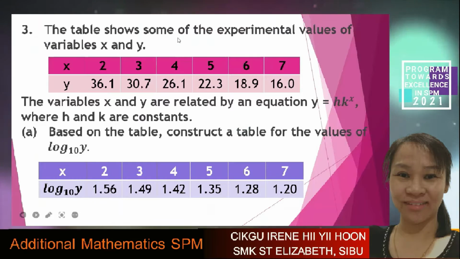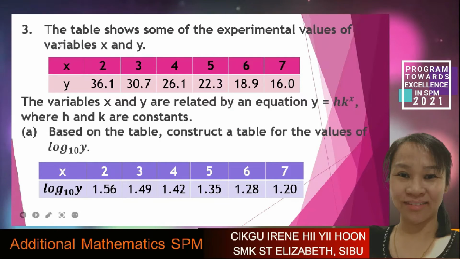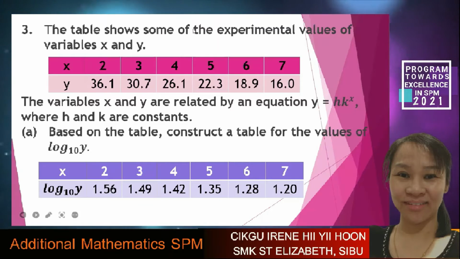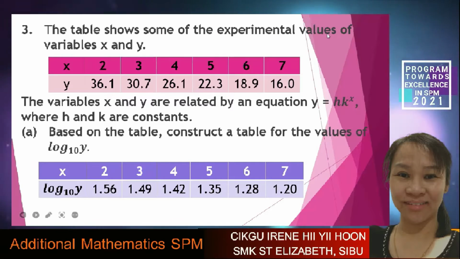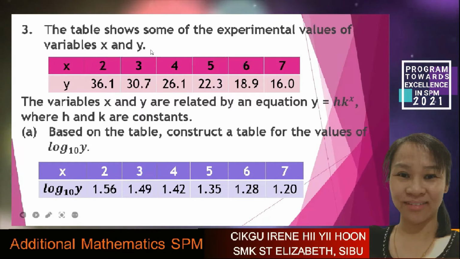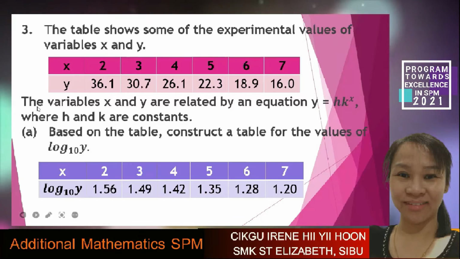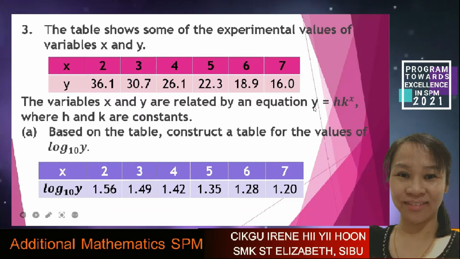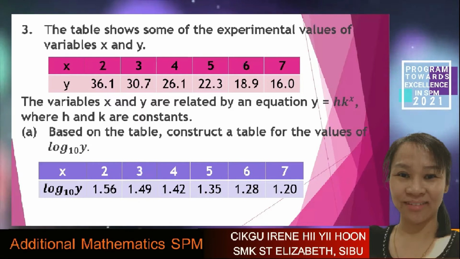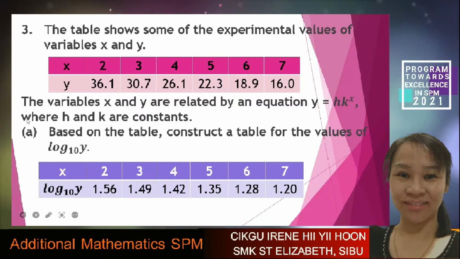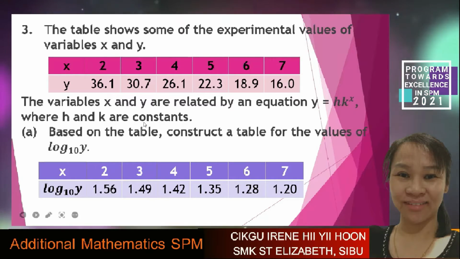Now let's continue with question number 3. The table shows some of the experimental values of variables x and y. The variables x and y are related by the equation y equals h k to the power of x, where h and k are constants.